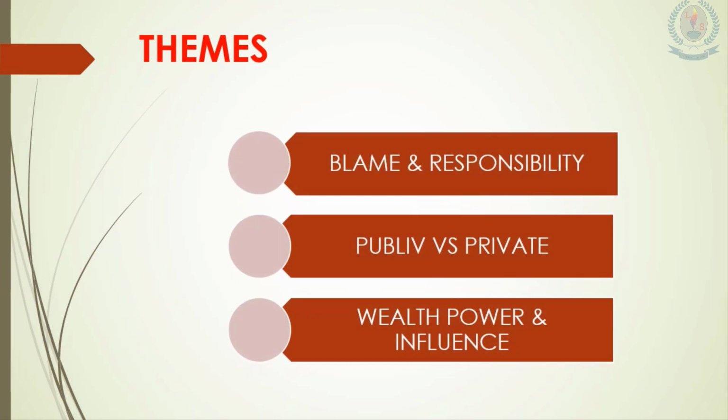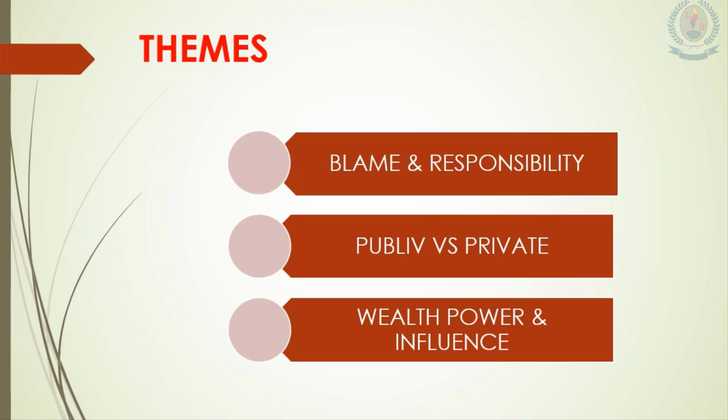Now we have understood what the writer wants to convey through these characters. Let's have the main themes the writer discusses here. So these are the main themes you find. The first one is blame and responsibility, one of the major themes the writer discusses in this whole act. So how does the writer show this blame and responsibility?